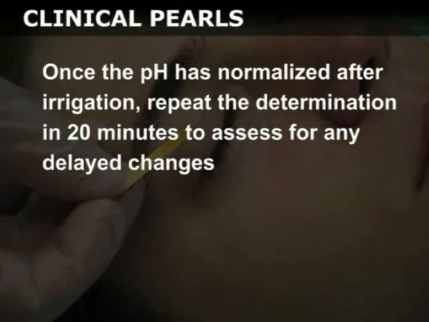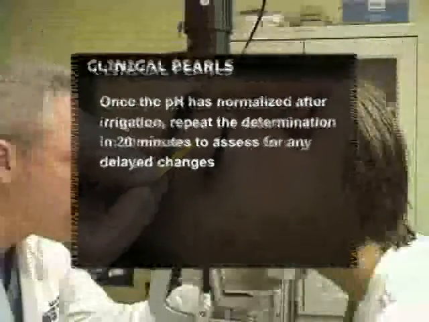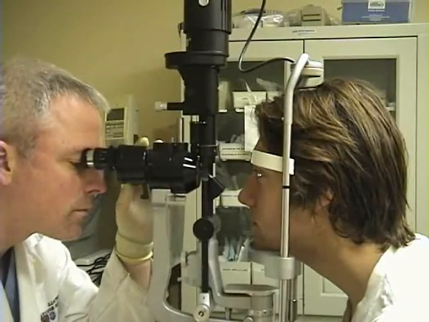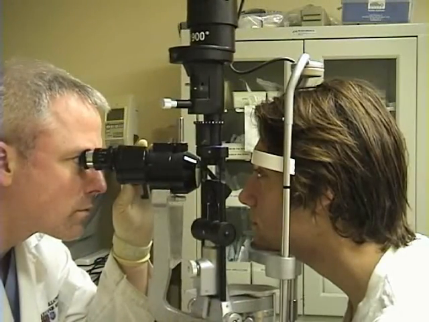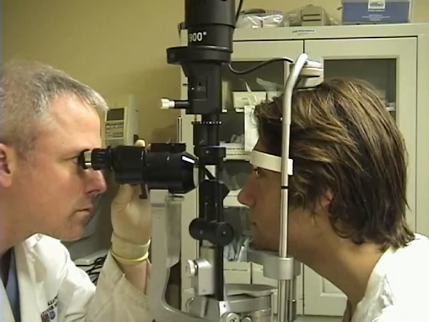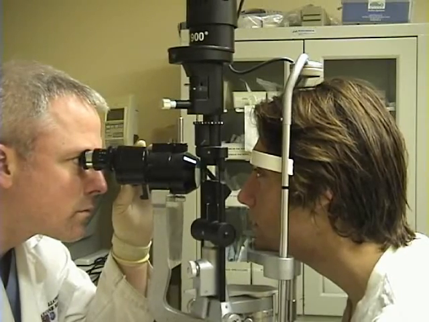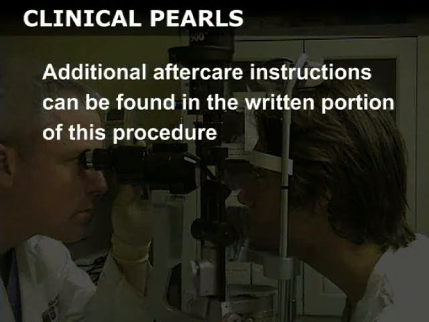Once the pH has normalized after irrigation, repeat the determination in 20 minutes to assess for any delayed changes. Perform a slit lamp examination of the eye to assess for corneal injury and for particles embedded in the conjunctiva. Additional aftercare instructions can be found in the written portion of this procedure.